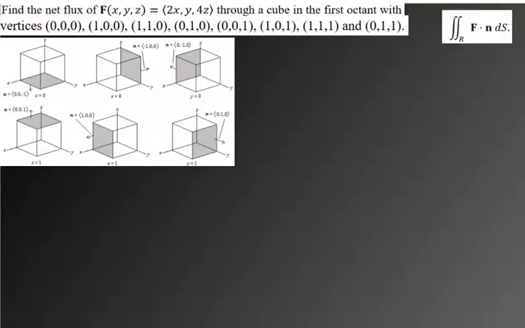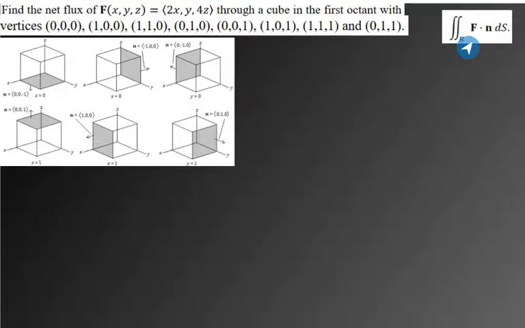There's so much stuff in chapter 16, it's hard to pick out just a few problems that really highlight the important stuff, but I think I did it. So this first problem just says find the net flux of this given vector field through a cube in the first octant with these vertices. So basically the unit cube. So this picture you got here, like x, y, z, right? This unit cube right here.